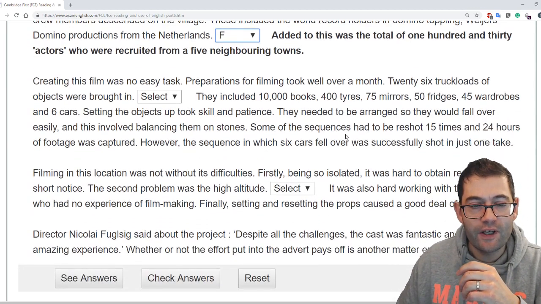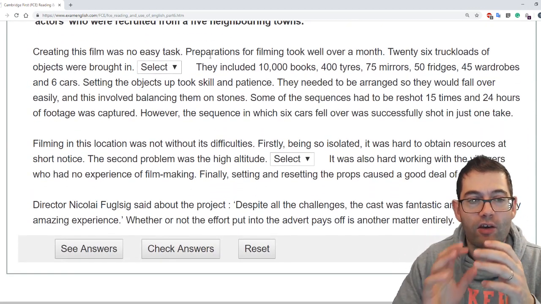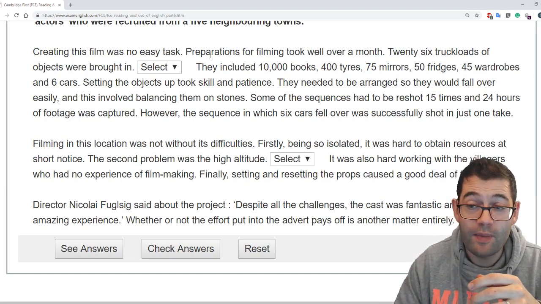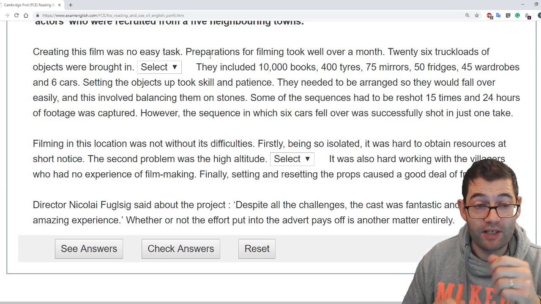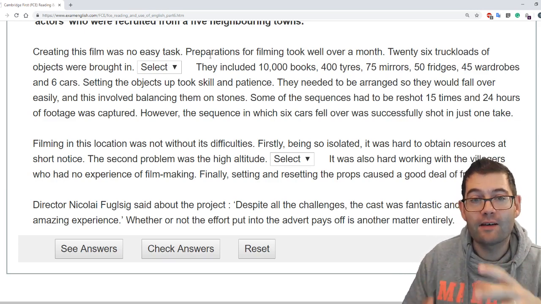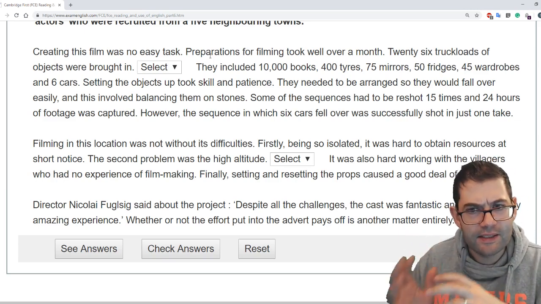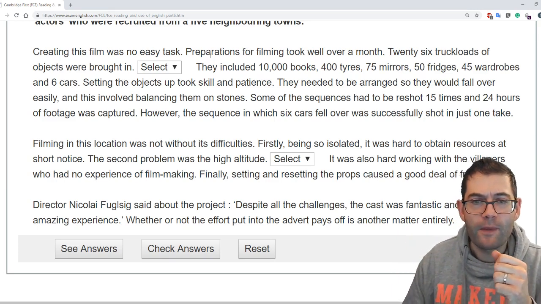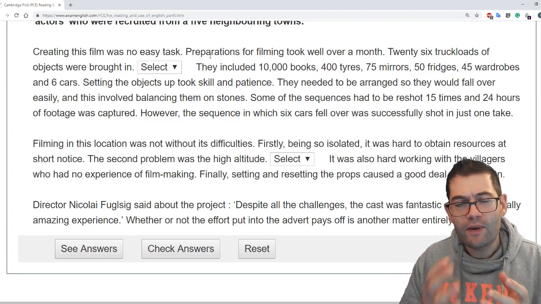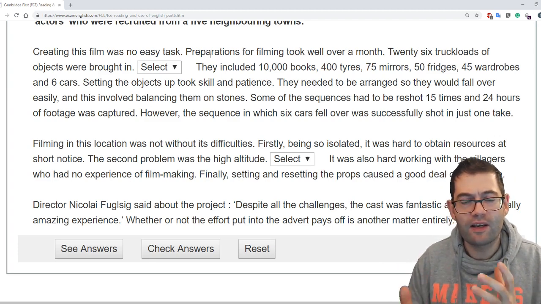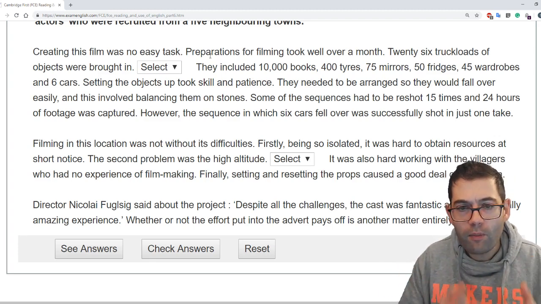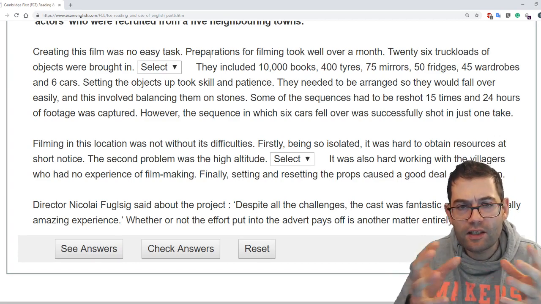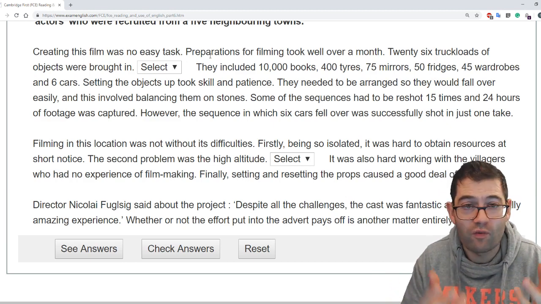And then after, for question number 5, it says, creating this film was no easy task. Preparations for filming took well over a month. 26 truckloads of objects were brought in. And then it tells you what those objects were. Books, tyres, mirrors, fridges, etc, etc, etc. So what we need here is an answer which somehow connects the idea of objects and what those objects are into the context of perhaps location, where we are.